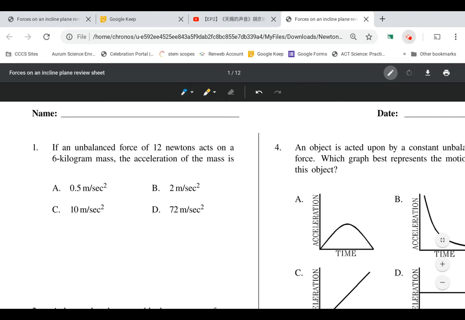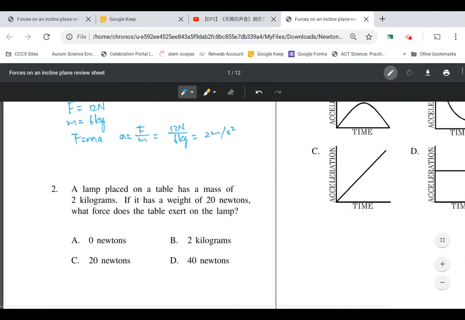Question number 1. An unbalanced force of 12 newtons, so F equals 12 N, and M equals 6 kilograms. We all know F equals ma. So a equals force divided by m, which is 12 newtons divided by 6 kilograms, is 2 meters per second squared. So it's B.